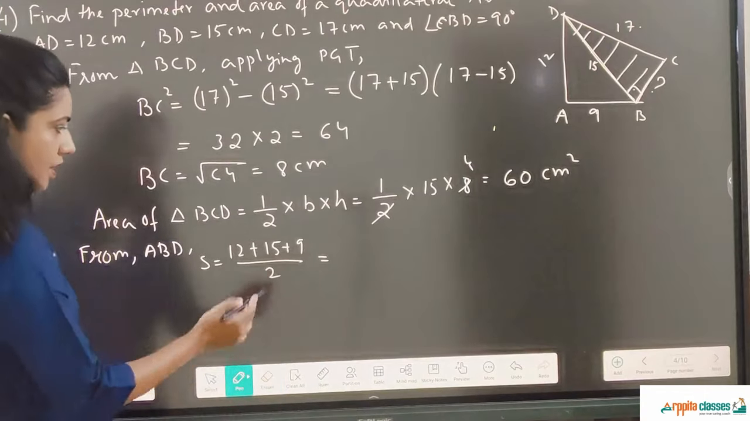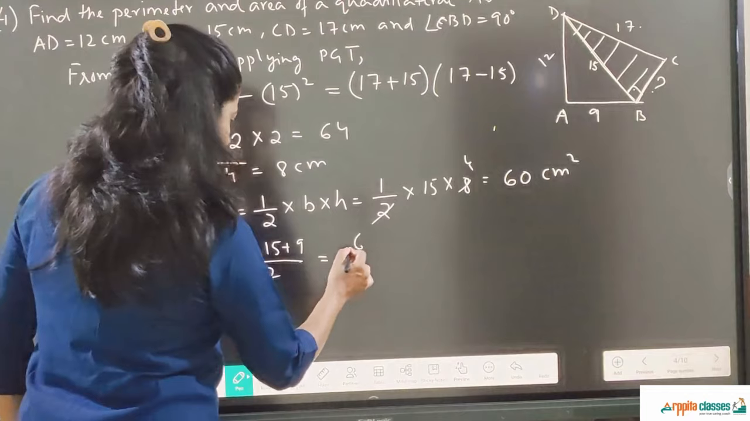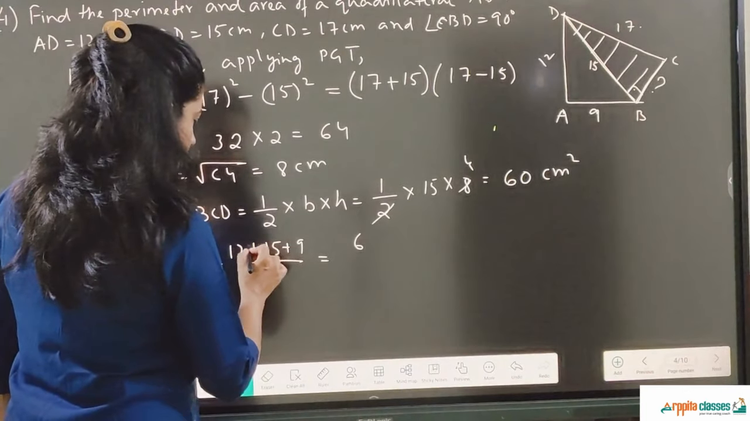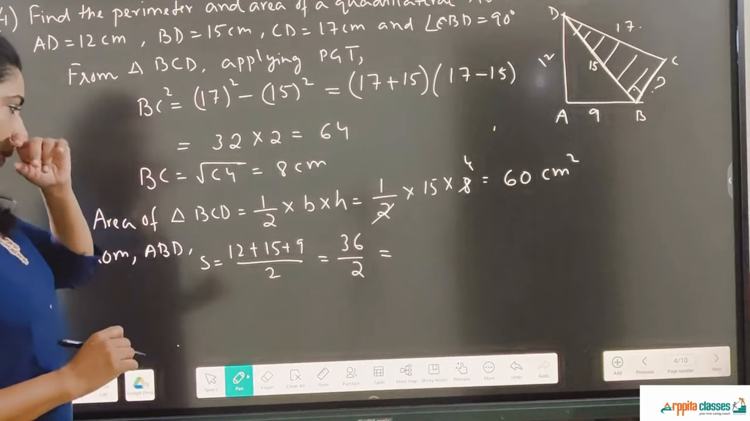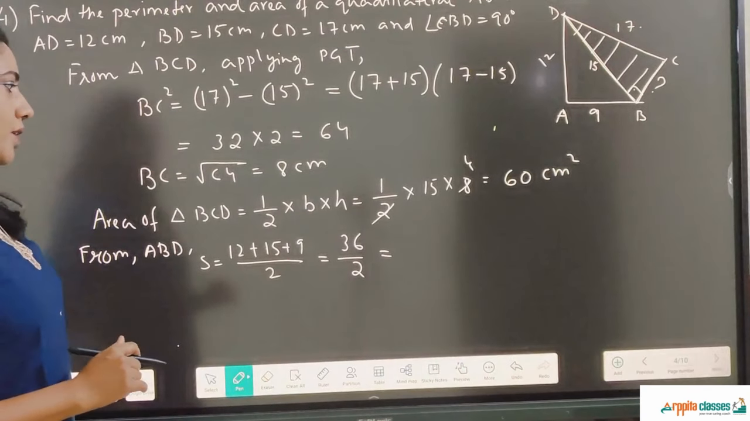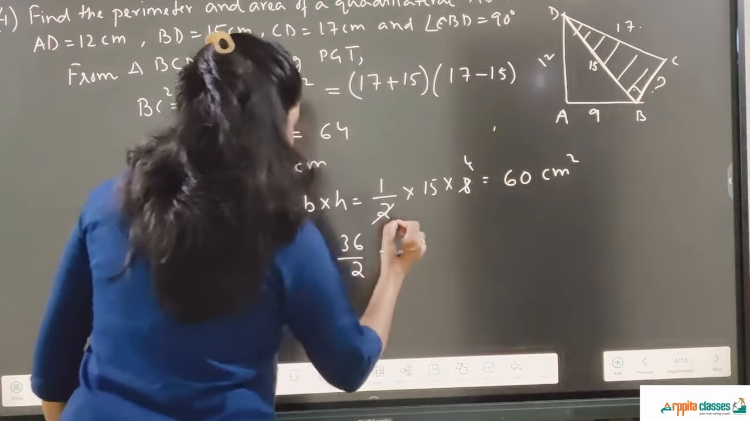I'll do it again. This is 36 by 2. 36 by 2. 15 and 12 is 27, 27 plus 9 is 36. 36 by 2, that is 18.